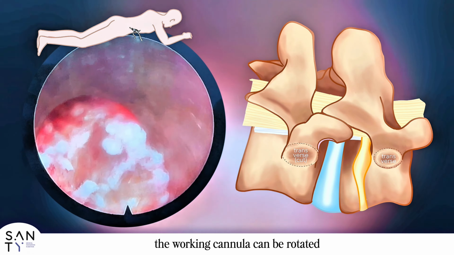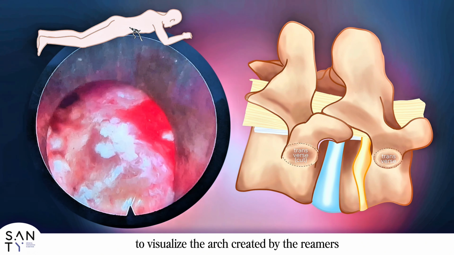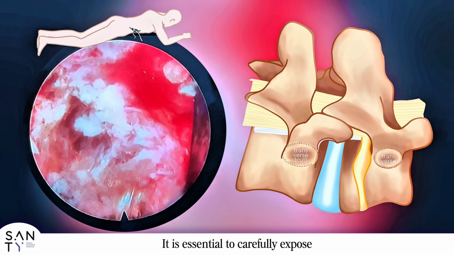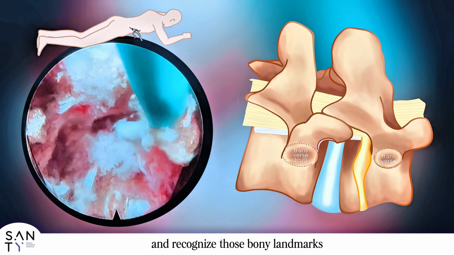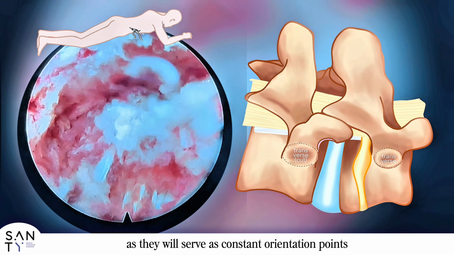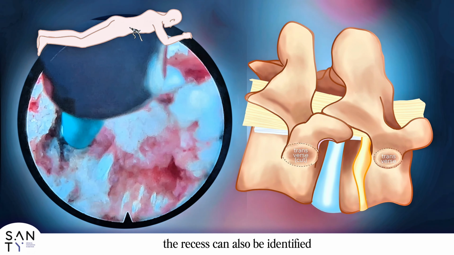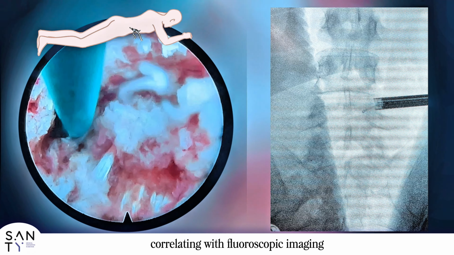Once identified, the working cannula can be rotated to visualize the arch created by the reamers. It is essential to carefully expose and recognize those bony landmarks as they will serve as constant orientation points throughout the procedure. After adequate cleaning, the rachis can also be identified correlating with fluoroscopic imaging.